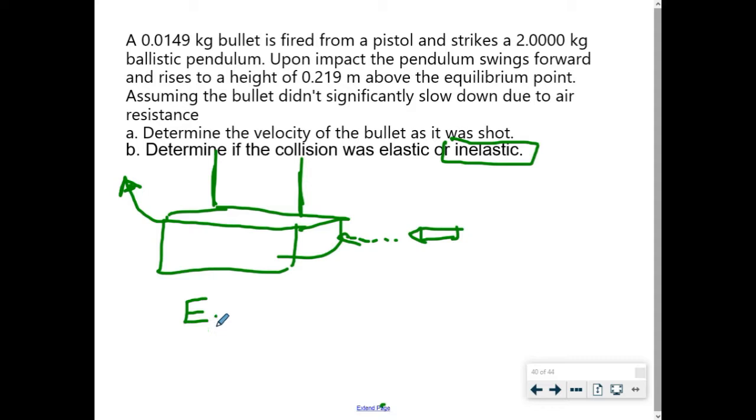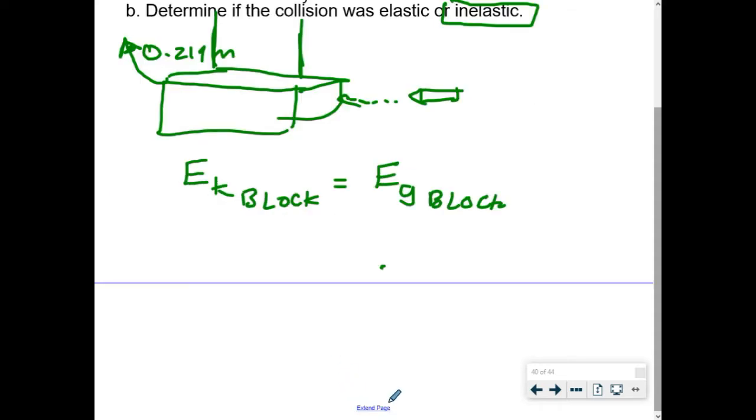And if energy conservation takes place, here's what should happen. There was kinetic energy for the block, and that kinetic energy should have turned itself into gravitational potential energy for the block as it rose up. How far did it rise? 0.219 meters. So how did this thing go up 0.2 of a meter? Well, it had a whole bunch of speed to begin with. So we can build ourselves a formula for kinetic energy turning into potential energy.